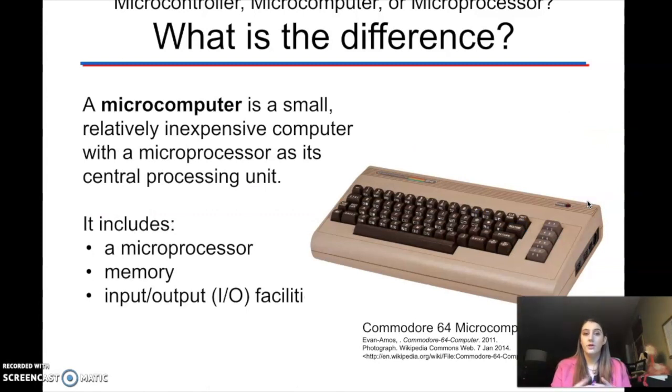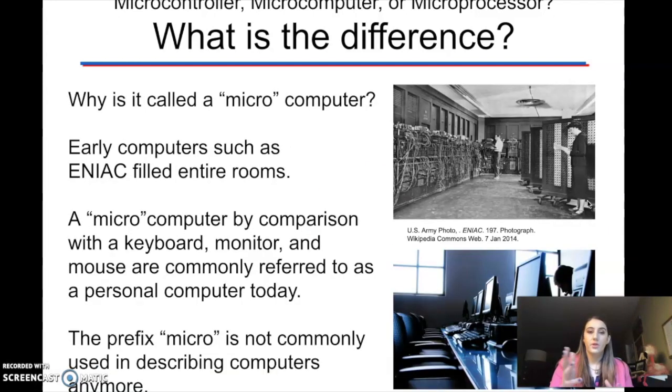A microcomputer is a small, relatively inexpensive computer with a microprocessor as its central processing unit. So it has a microprocessor, memory, as well as an input and output. What's in the picture is an incredibly old Commodore 64 microcomputer. I don't even remember those. So that's a throwback for sure. But we call them microcomputers because early computers used to take up entire rooms, as you know. A microcomputer, by comparison, with a keyboard, monitor, and mouse, is what we would call a personal computer today. As I mentioned before, the prefix micro isn't really used as much as it was.